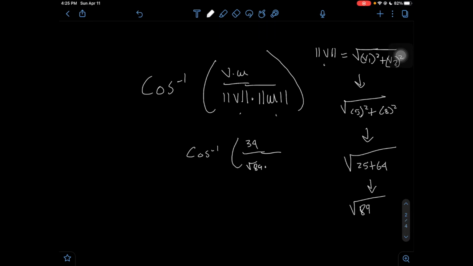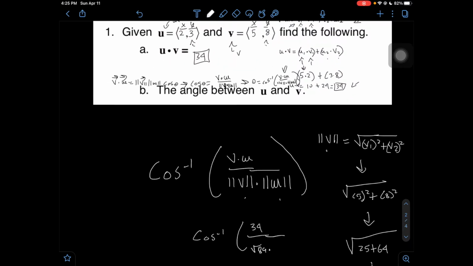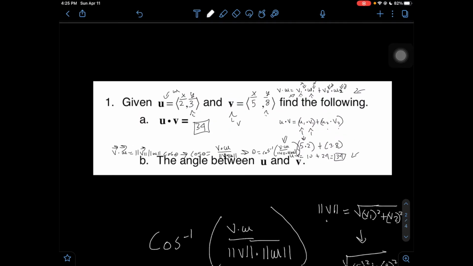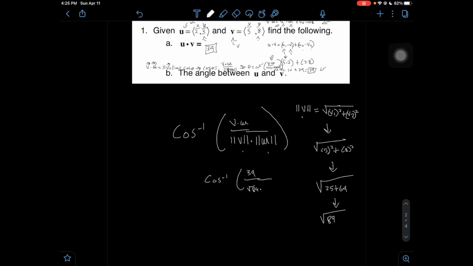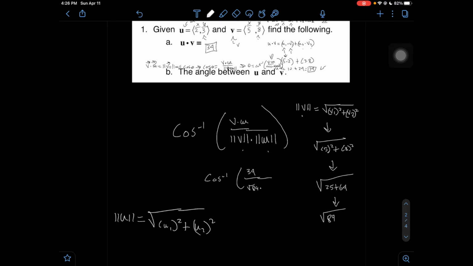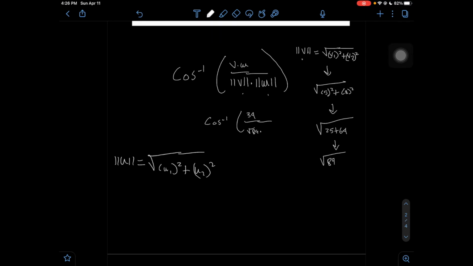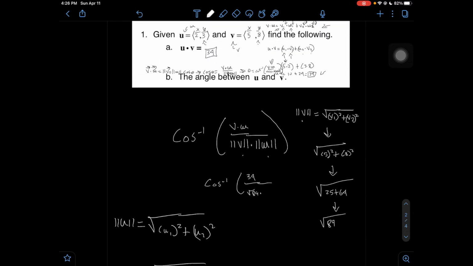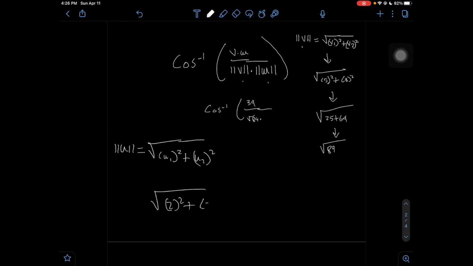In our question, we're going to use u as w. We said u is 2, 3. So let's do the same thing we just did for v and do it to w. So we said the magnitude is going to equal the square root of u1 squared plus u2 squared. Well, u1 is our x-coordinate, which is 2. So we have the square root of 2 squared plus, now we need our y-coordinate, which is 3, from the u point. So then we have 3 squared.